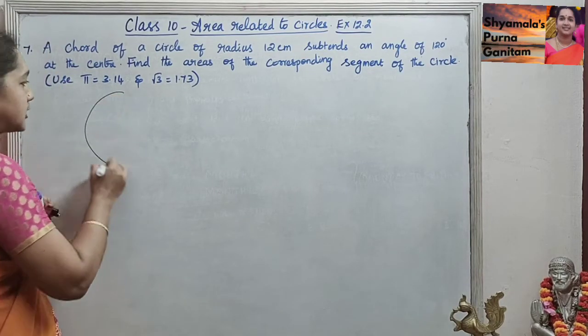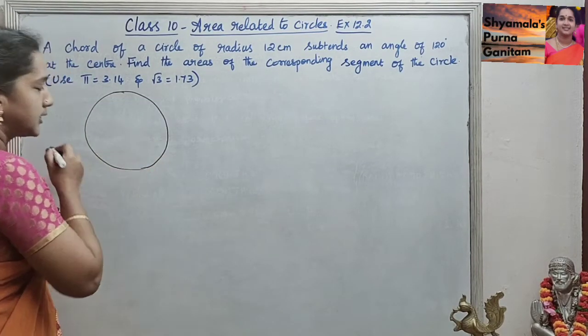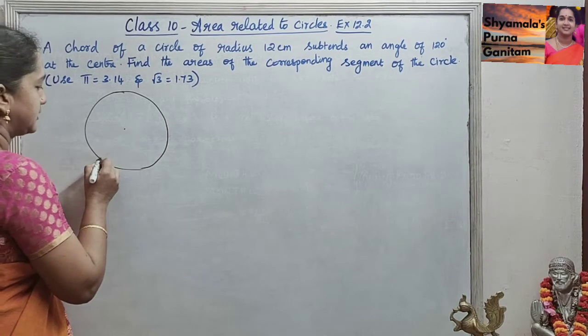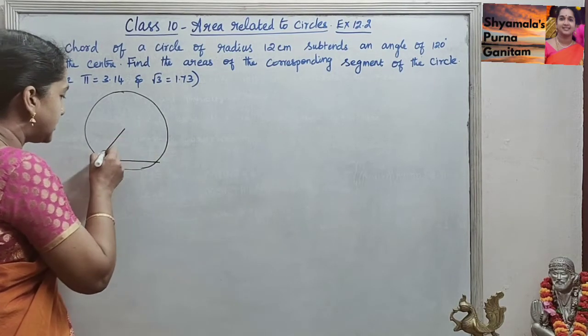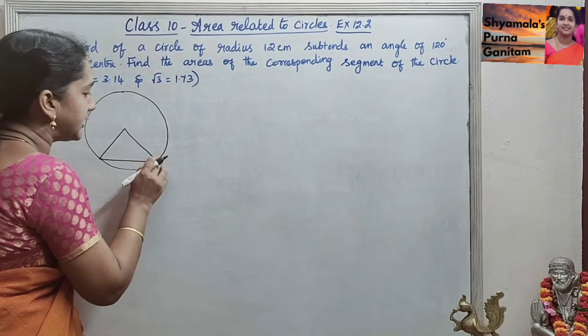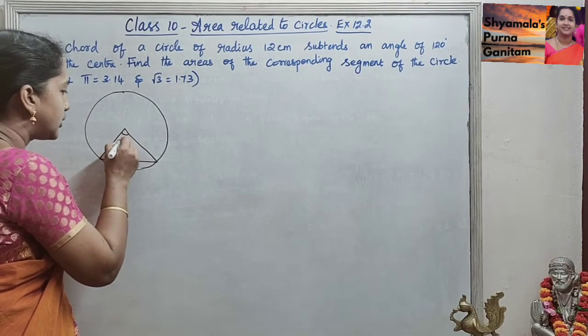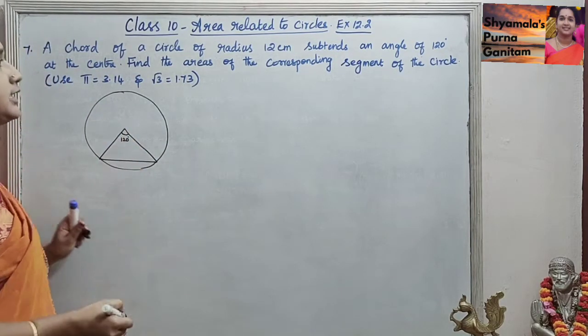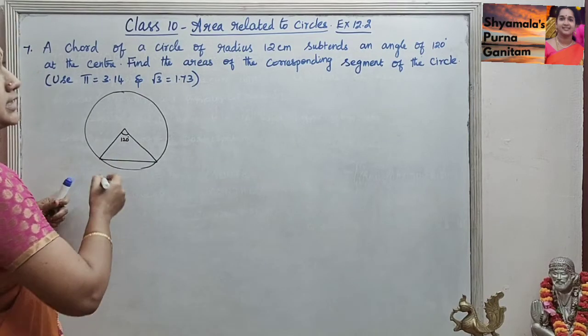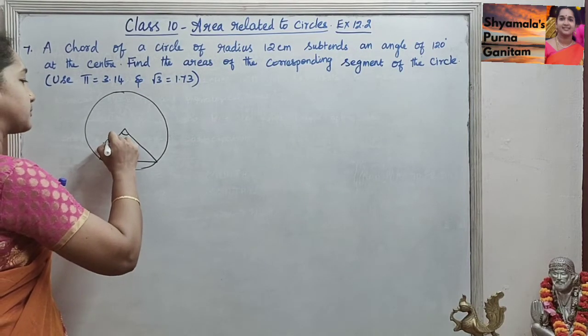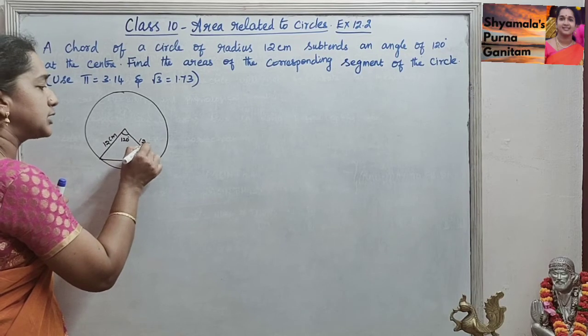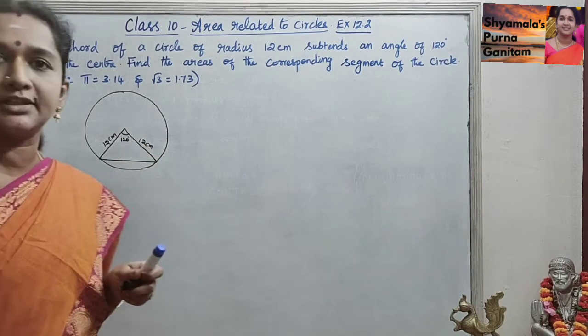So we will draw a circle. There is a chord. It subtends an angle of 120 degree at the center. So here we are getting an angle of 120 degree. The radius of the circle is given as 12 centimeter. So this one and this one we will get as 12 centimeter.